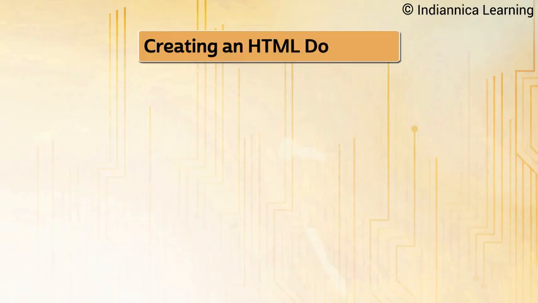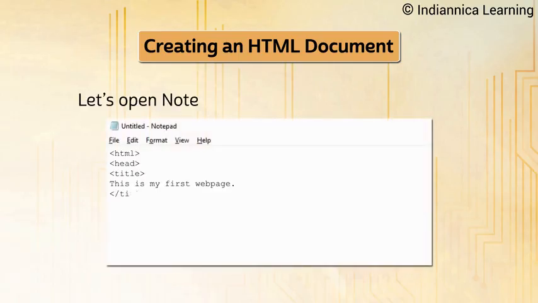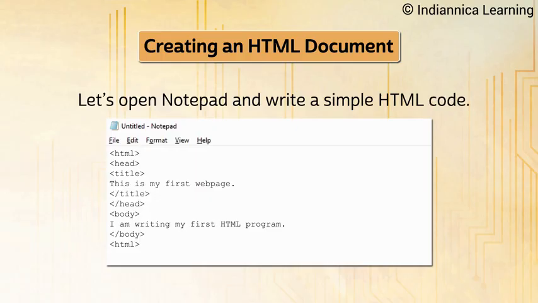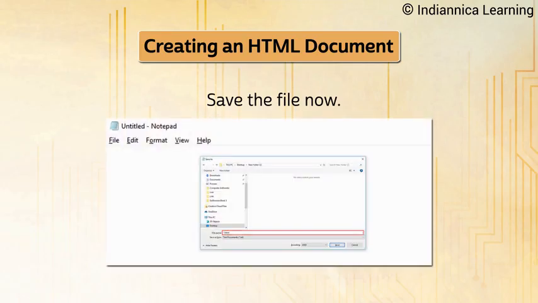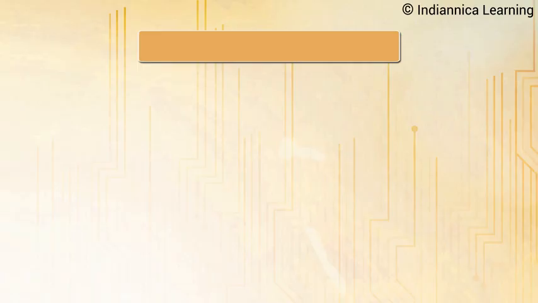Creating an HTML document. Let's now create a web page using the Notepad text editor. Let's open Notepad and write a simple HTML code. It's time to save the file now. While saving the file, type in the name for the file with an extension .html.